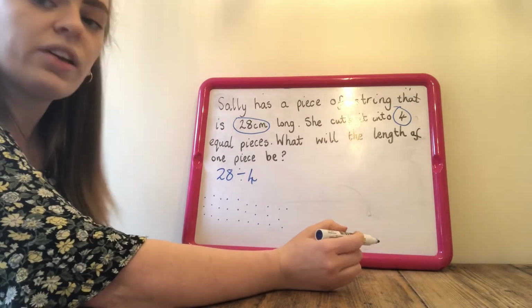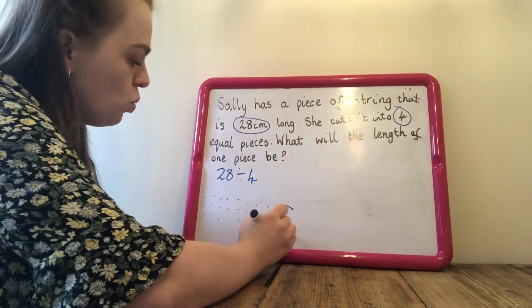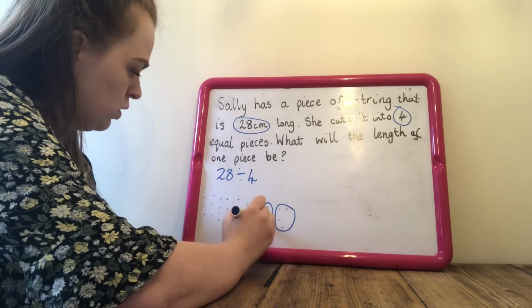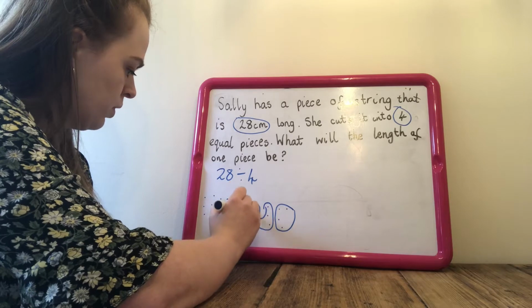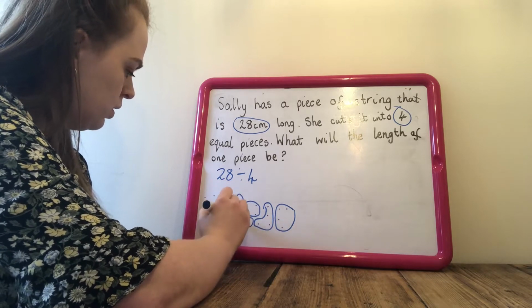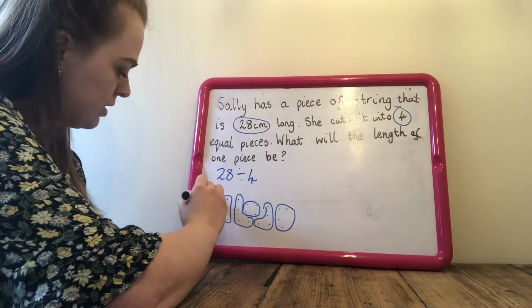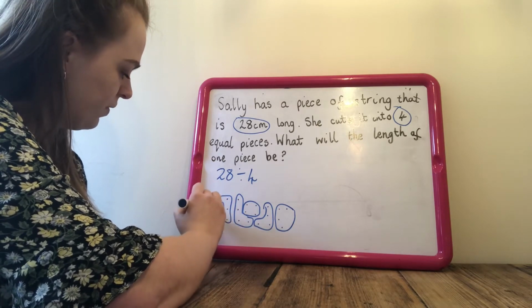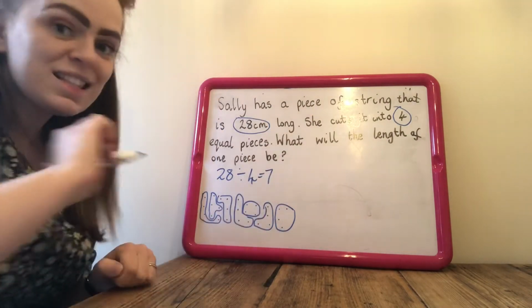And I'm going to be circling the groups of 4 because I'm dividing by 4. So there's 1, 2, 3, 4, 5, 6. I went a little skew off here, but that's okay. 7. Okay, so my answer is 7.